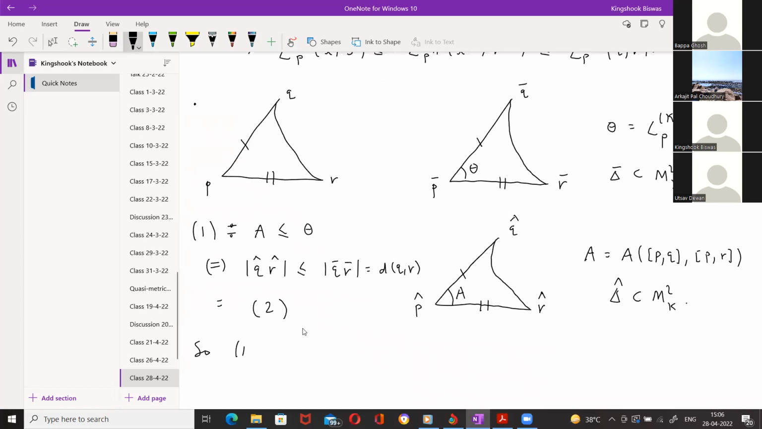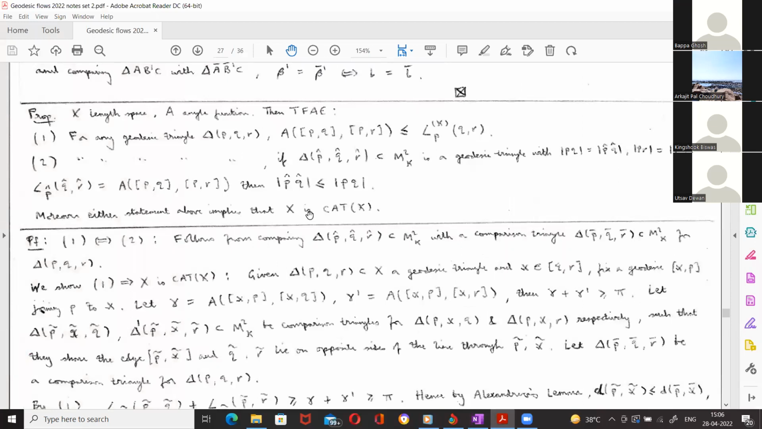Now, the proposition states also that either statement above implies that X is cat kappa. Okay. Either statement implies that X is cat kappa. So we'll show that 1 implies that X is cat kappa. That is, I have an angle function which is less than or equal to the comparison angle. Okay.